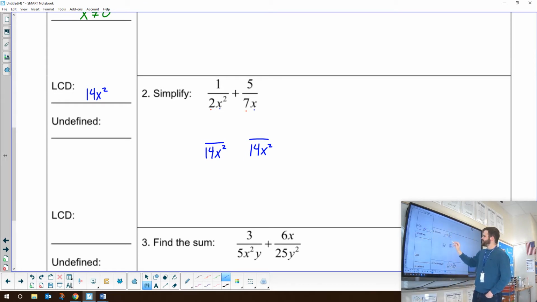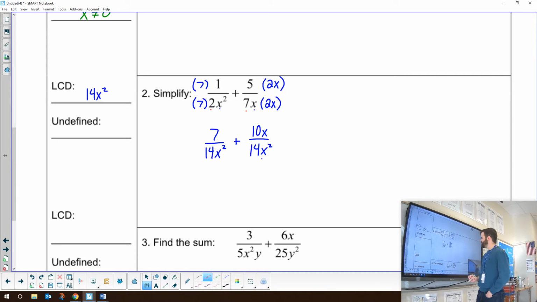Now, to get this 2x squared to be 14x squared, I needed to multiply by 7, okay? So we also need to multiply by 7 to the top. 7 times 1 is 7, so we get a 7 on top of this fraction. Then, to get this 7x to be 14x, I had to multiply by 2x. So I'm going to multiply by 2x to the top. 5 times 2x is 10x.